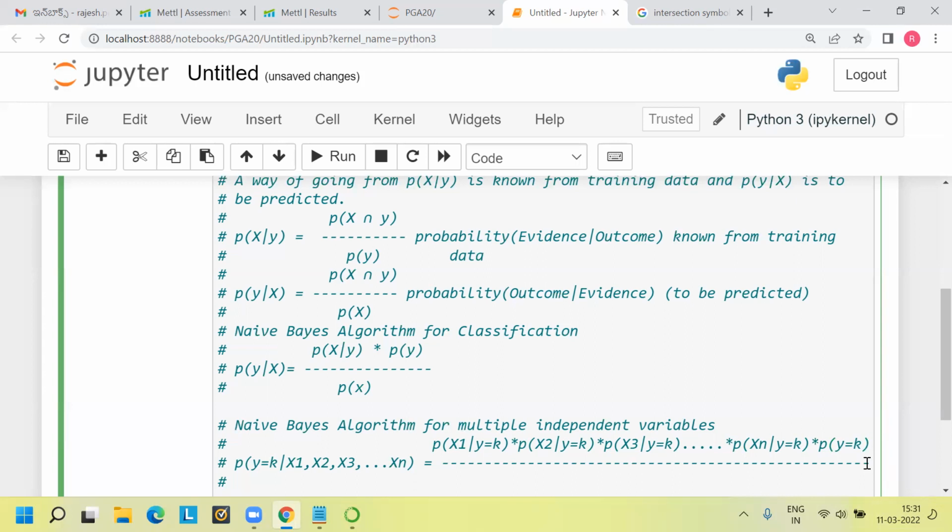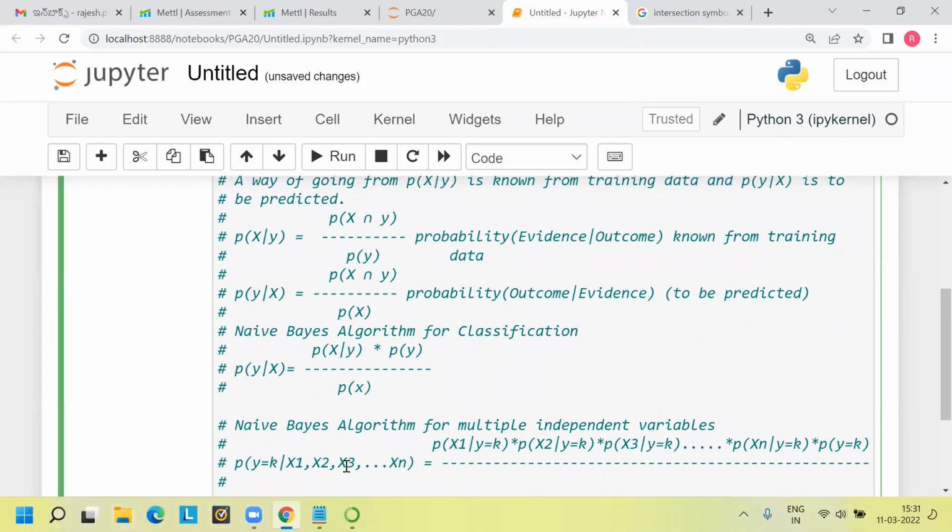See, this is nothing but probability of x given y. We are calculating for different variables multiplied by probability of y is equal to k, probability of y, the numerator. Only thing is we are expanding that x given y with different x values, x1, x2, x3, xn.